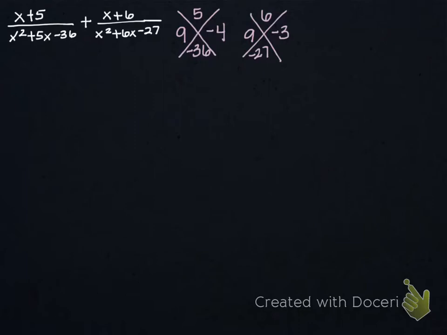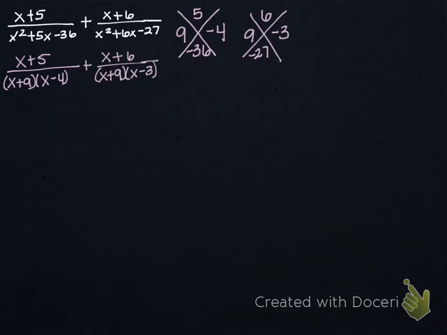Okay, so now I'm going to rewrite the rational expressions with those new factored denominators. So this is x plus 5, and then this factored to x plus 9, x minus 4, plus x plus 6, all over x plus 9 and x minus 3. Then I'm going to look for what's missing in each denominator.